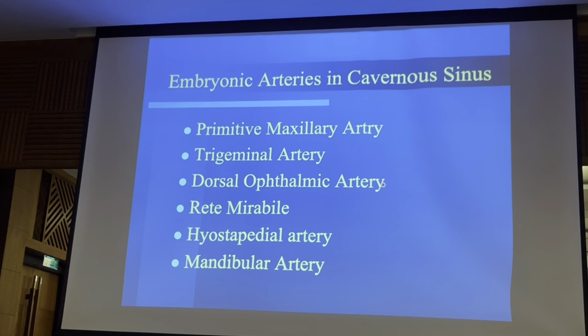And the dorsal ophthalmic artery, we saw it may replace all or a portion of the orbital supply. This is the one which comes from the cavernous segment of the internal carotid artery to the orbit. Rete, we talked about rete. If agenesis occurs, a rete-like collateral forms through this proximal to distal segment. The hyoid artery we discussed, and the mandibular branch we discussed already.